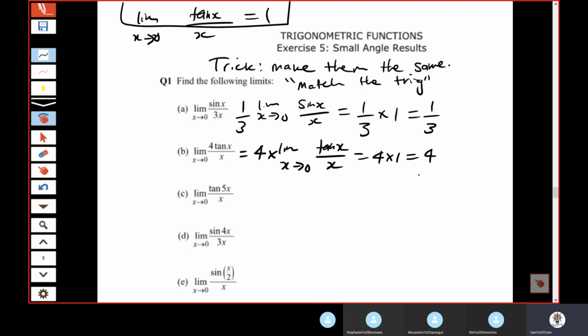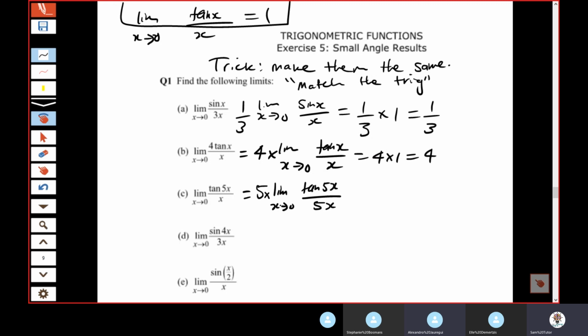Let's try it again. Are the angles matching? No, you've got to make them the same, match the trig. So Alex, what would you write? Limit as x approaches 0, tan 5x on 5x. Now, you know that's not allowed. You can't make this x into a 5x. So what are you going to times this by?